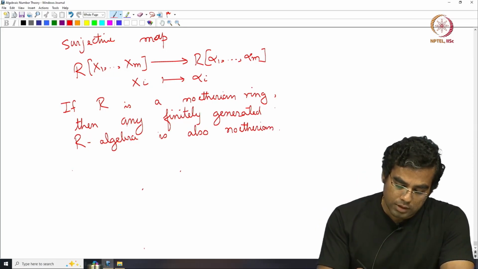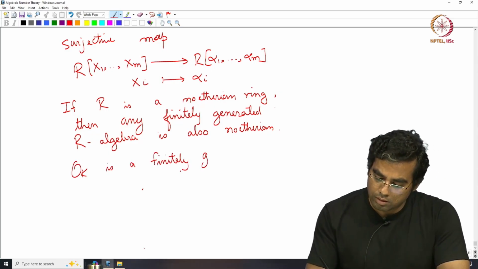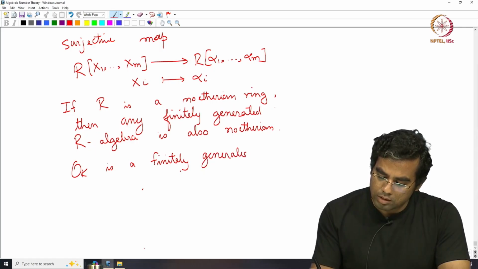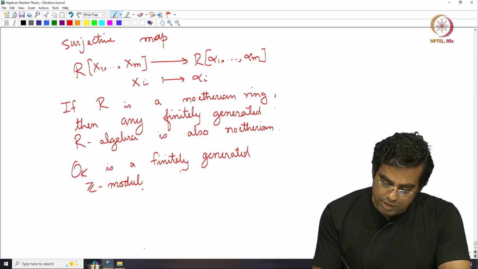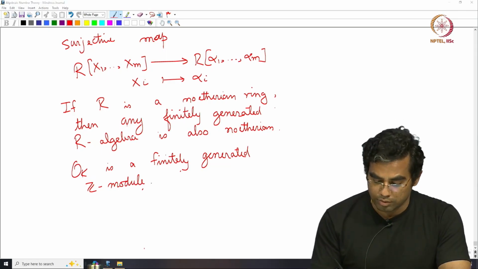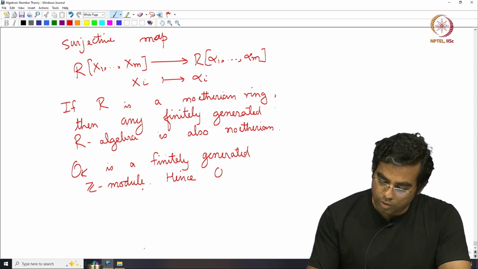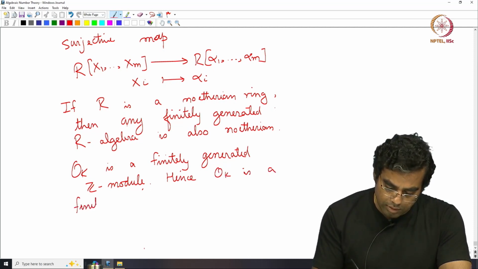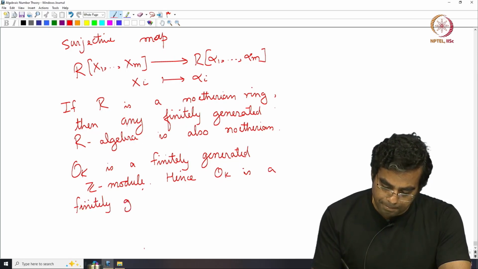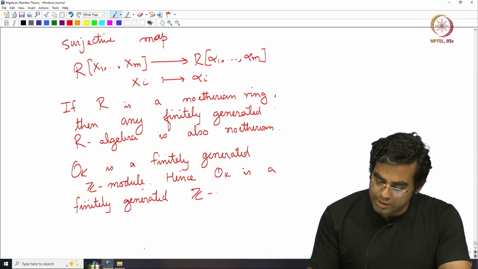Okay. So, OK is a finitely generated Z module. This I just recalled at the beginning today. Hence, OK is a finitely generated Z algebra.